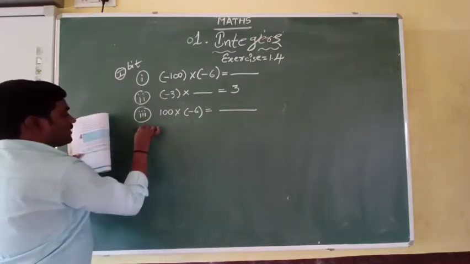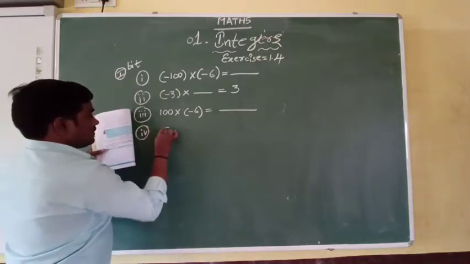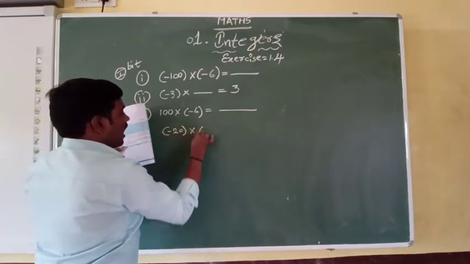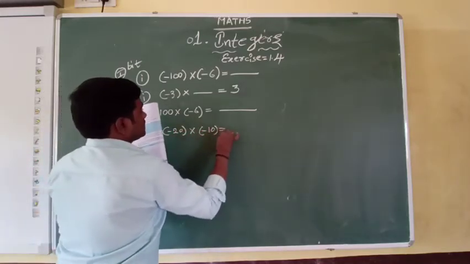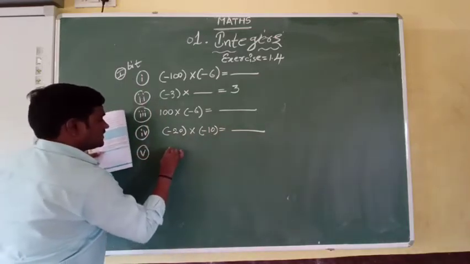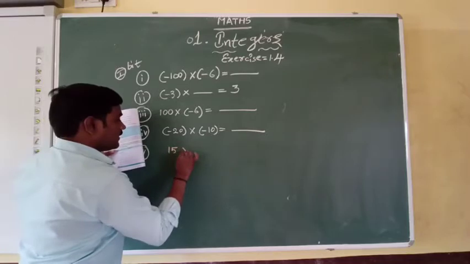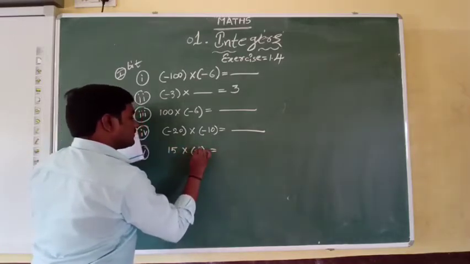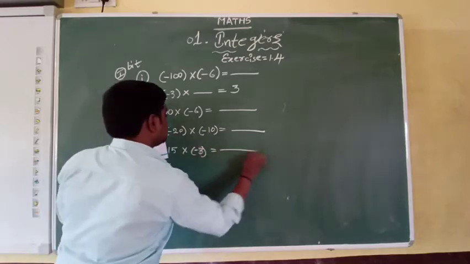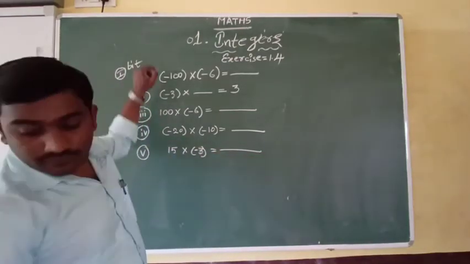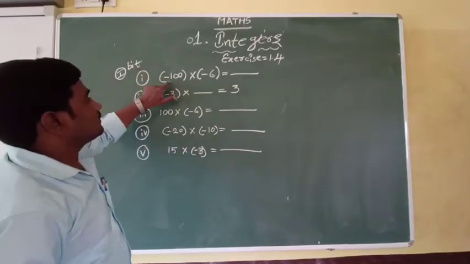Overall there are 5 fill in the blanks here. This is the fourth one, minus 20 into minus 10 is equal to dash. And the fifth one, the last one in this bit, 15 into minus 3 is equal to dash. So let us go for these fill in the blanks.